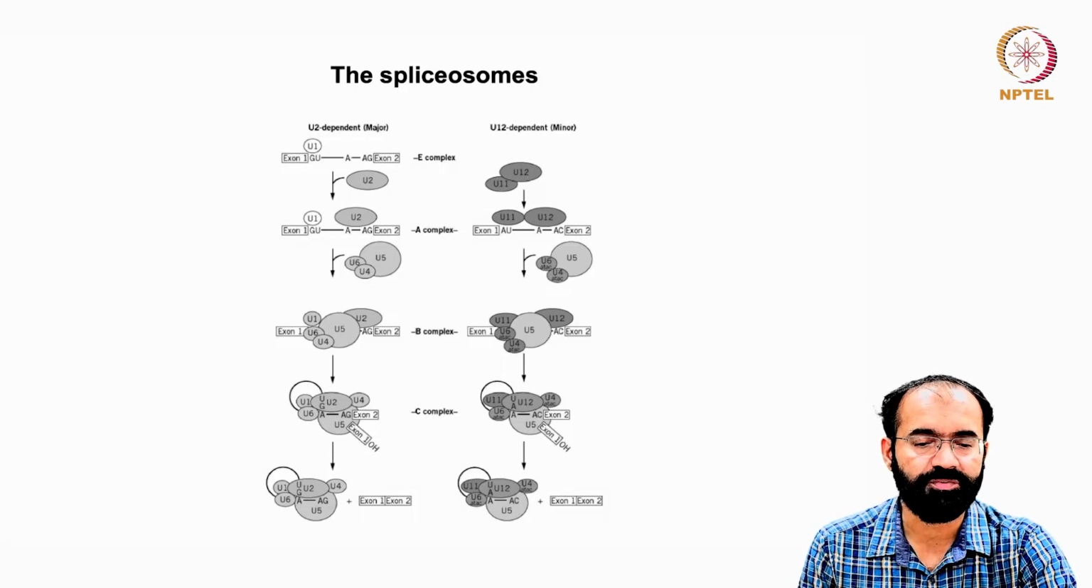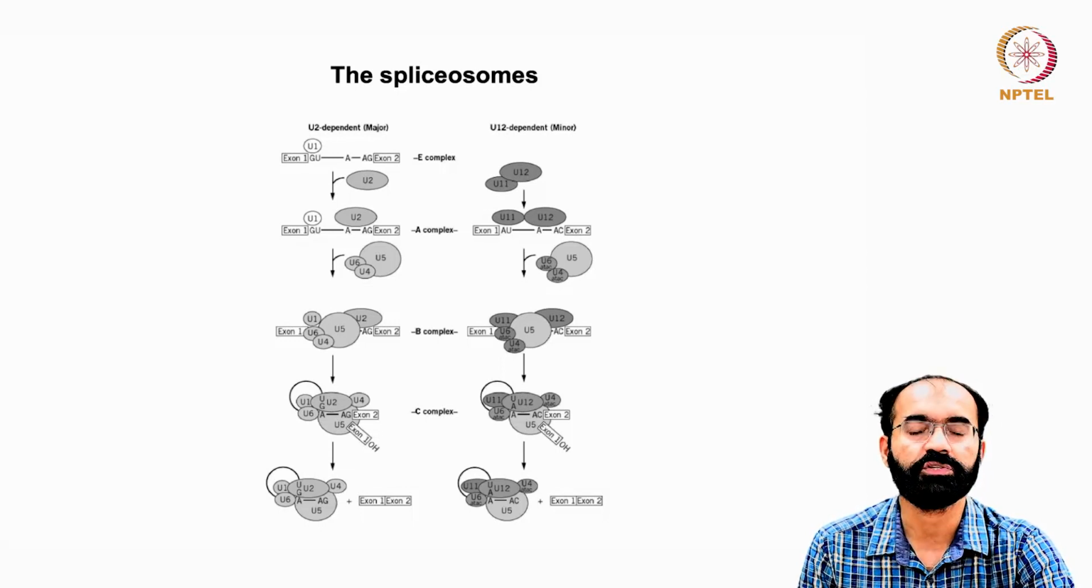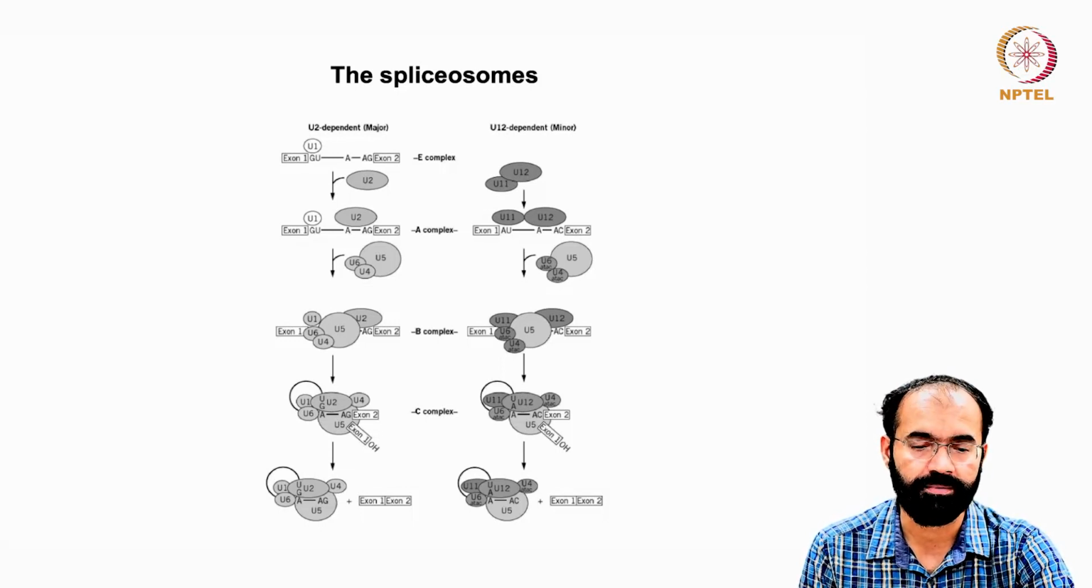And the spliceosome, if you look, U2 dependent and U12 dependent, their mechanism is more or less the same. In U2 dependent, U1 and U2 join, which is followed by the U6, U4, U5 complex, and then we have seen it. I will not go into too much detail because we have seen it a number of times.